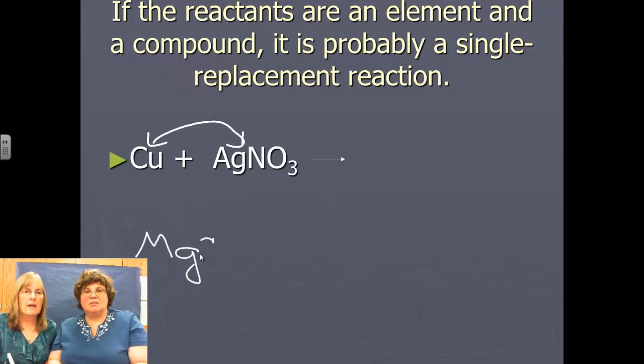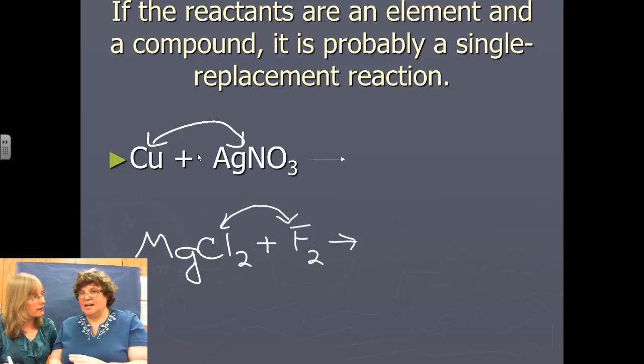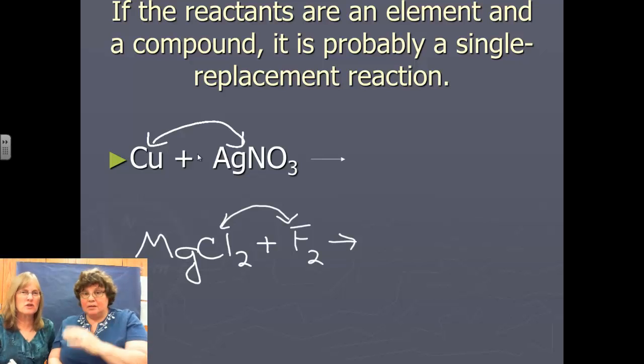So if we have magnesium chloride and fluorine gas, fluorine's a diatomic, so it's going to be F2. In this case, here we had two metals. Here we have two nonmetals. So in this case, it's these nonmetals that we'll swap. We have to look and see, first of all, what we're going to swap out, because there's no such thing as CuAg, and there's no such thing as ClF.